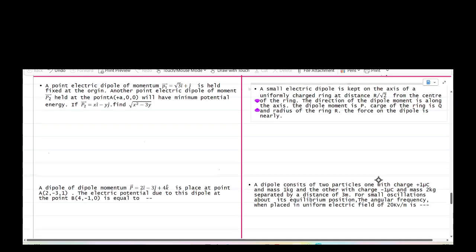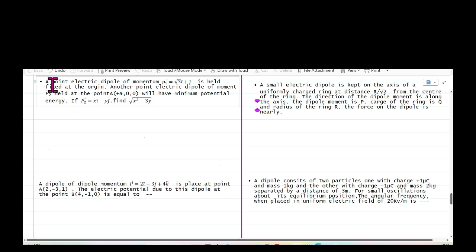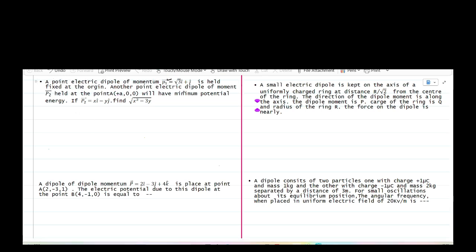So next step. See, the point electric dipole moment P1, from the given data, lies in the xy plane and is held fixed at the origin. So it is fixed at the origin. P1 bar is along this, root 3 i cap, and along the y axis, one j cap. Now another point electric dipole of moment P2 is held at the point a, 0, 0. Here one dipole is held.